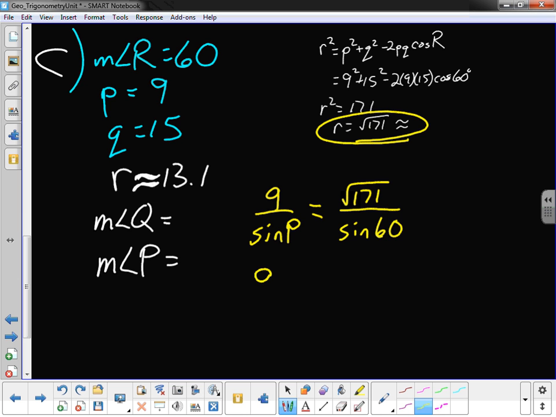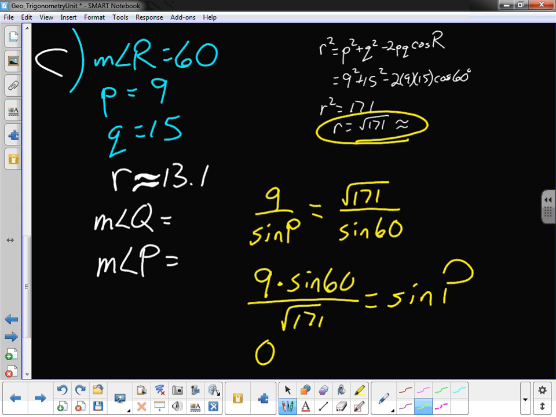So now all I got to do is solve this. To solve this, I would take 9 times the sine of 60, because that would be if I was cross multiplying, and then I would divide that by the square root of 171, and that's going to get me the sine of angle P. So 9 times the sine of 60 divided by the square root of 171. I want to use that whole number if possible. So this gets me 0.596039, on and on, is my sine of angle P.